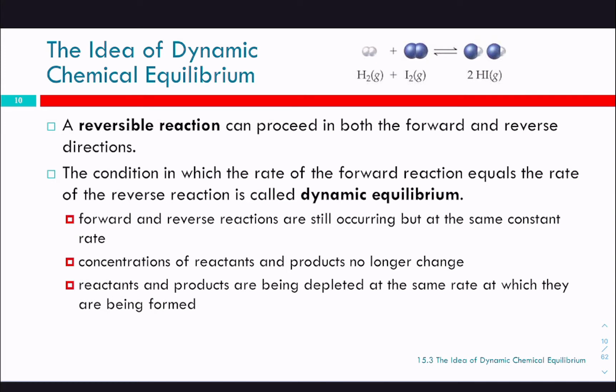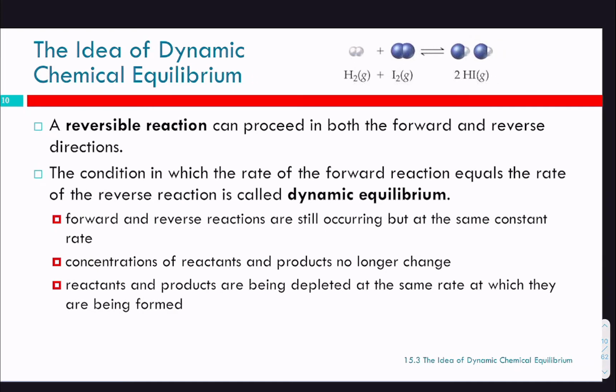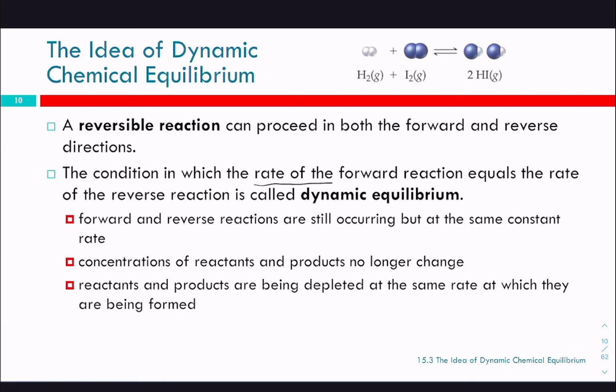All right, so a reversible reaction can proceed in both the forward and reverse directions. It's reversible. It doesn't take much energy to cause the reverse reaction. So the condition in which the rate of the forward reaction equals the rate of the reverse reaction is dynamic equilibrium.